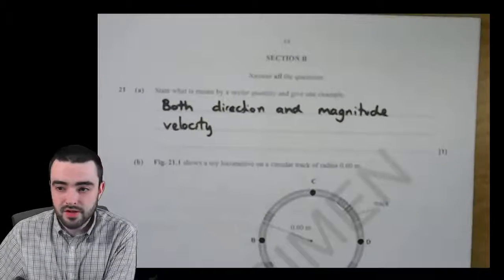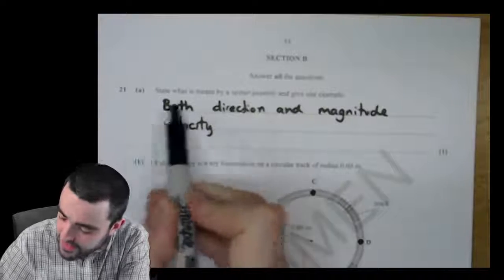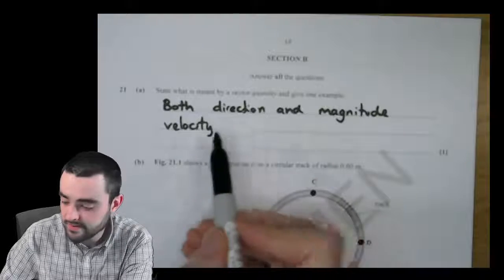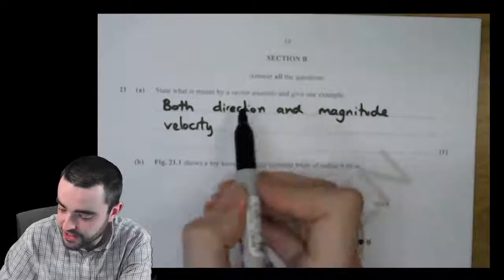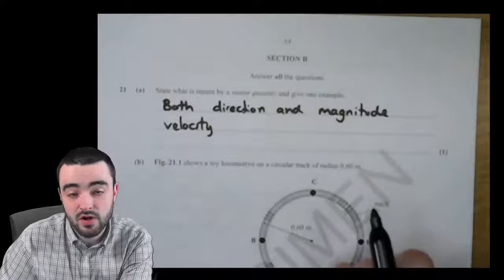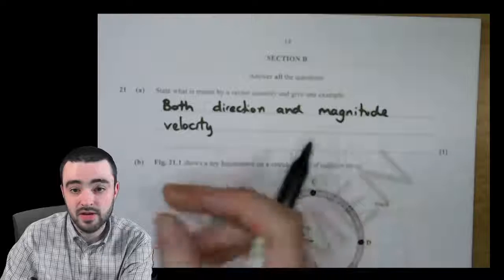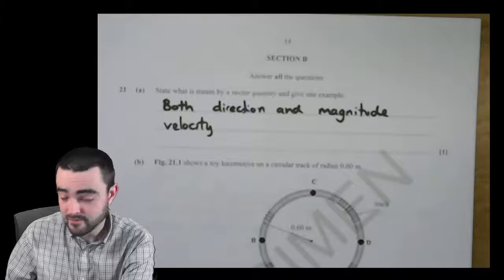Okay, so from the beginning, state what is meant by a vector quantity and give one example. Well, a vector is both direction and magnitude. That is the vector quantity section of this question. And then give an example. Velocity is a nice and clear one, and it's also what we're going to be using later.